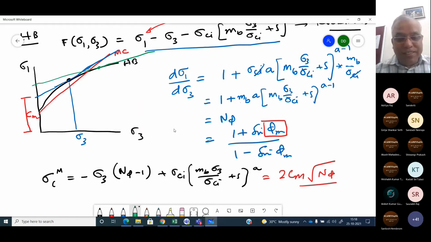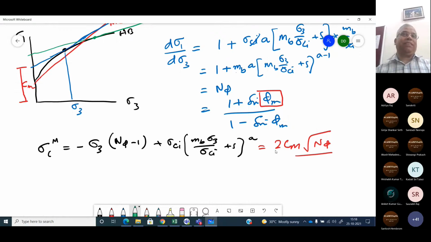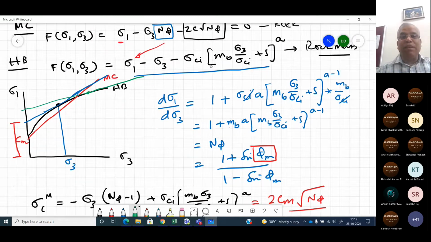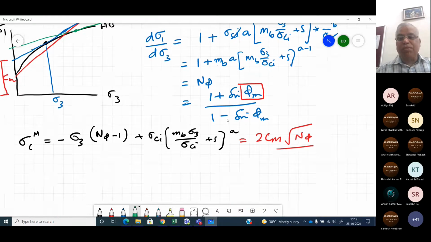Sigma Cm here? Yeah, go ahead. Sir, what is sigma Cm here? This is cohesion for rock mass. See, rock mass is fractured, right? Last time I showed you jointed, fractured. Sir, I'm asking sigma Cm. Oh, sigma Cm, this one. This is nothing but this value, 2 Cm square root n phi, this entire thing, because this is basically rock mass. So this is what I have written. This is sigma Cm.